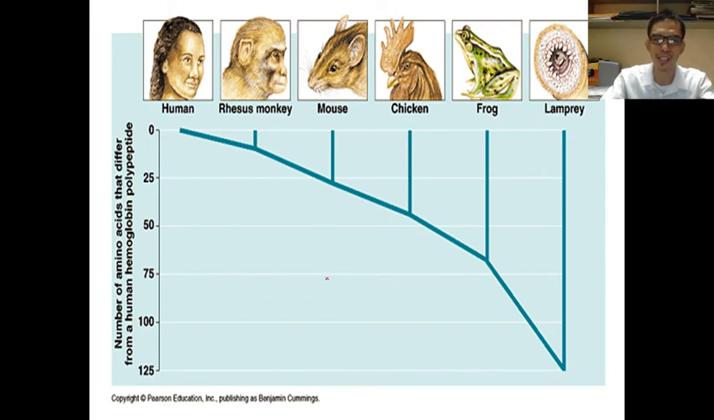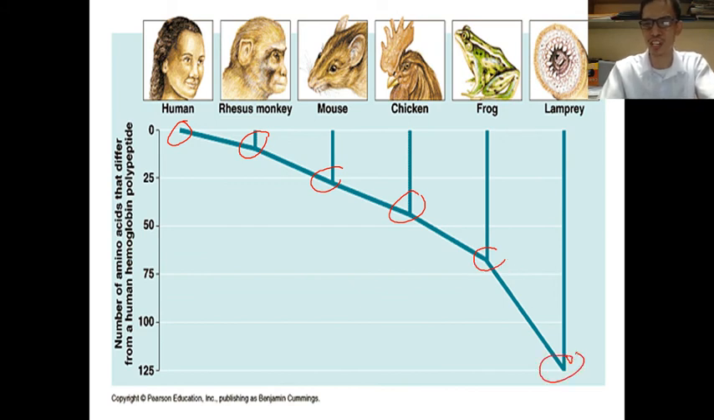Alright, so this is the presence of hemoglobin in some organisms. In humans, we have hemoglobin, as we all know. Also in rhesus monkey. Hemoglobin is also present in mouse, and also in chicken, and also in frog, and also in fishes. So what does it mean? It means that it has something to do with the DNA. Somehow our DNA is the same with these organisms that are presented right here.